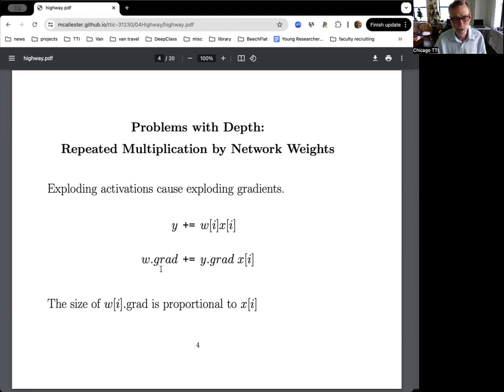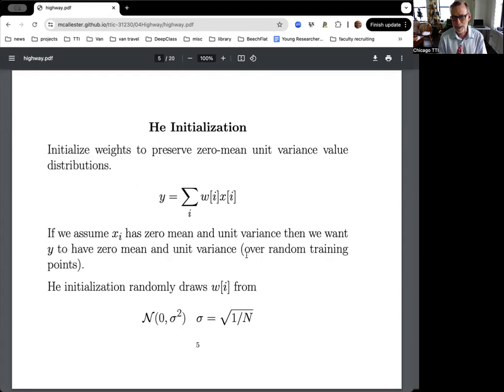It's saying the gradient on the weight is proportional to the value of x. So if the values are large, the gradients get large. If the value gets small, the gradients get small. So how do we fix this? I said, as we go through a layer of the network, we can make the values scale up and get too large, or we can make them scale down and get too small. And whether they go up or down depends on the values of the weights.